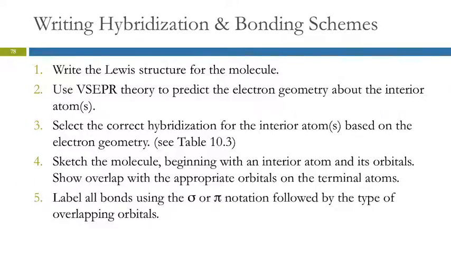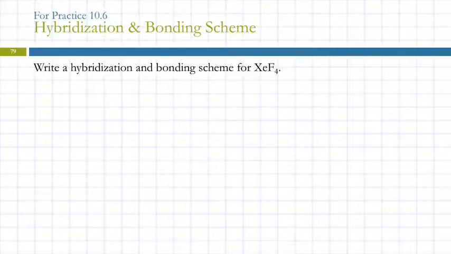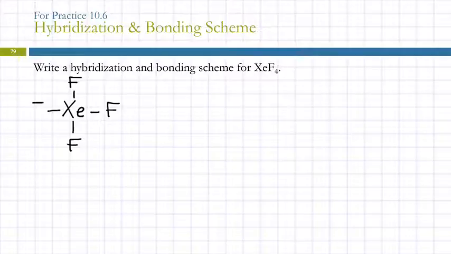Okay, so let's do one. We're going to write a hybridization and bonding scheme for xenon tetrafluoride. The first thing we have to do is draw a Lewis structure. So here's xenon and fluorine, fluorine, fluorine, and fluorine.